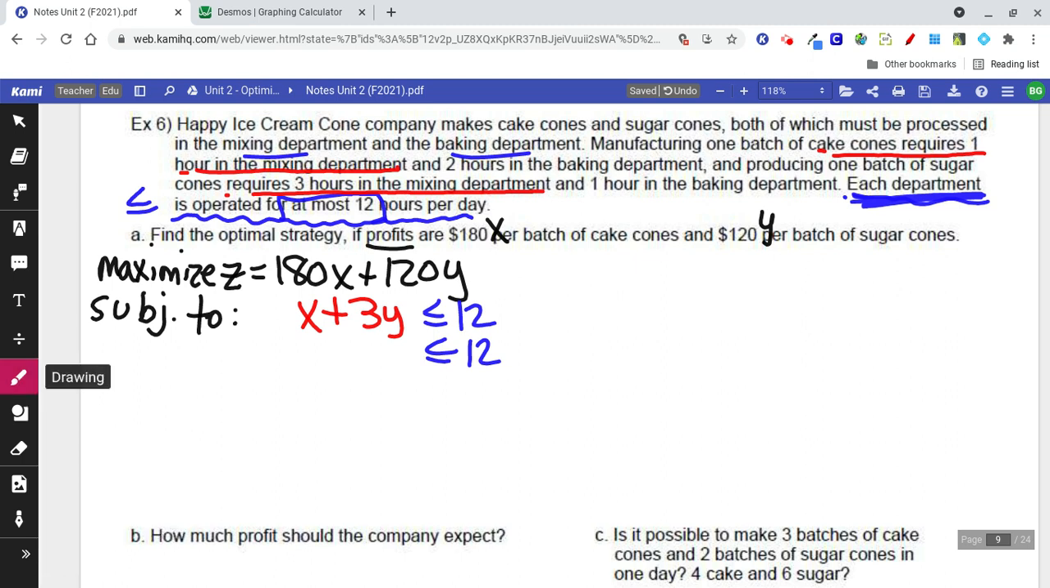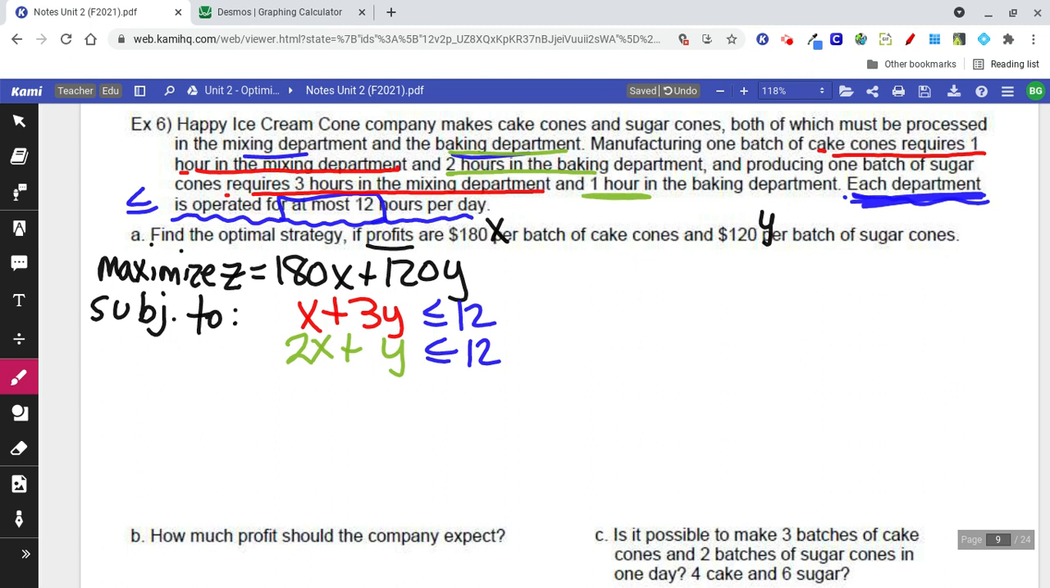So you have to be really organized. The reason that people are not very good at this is they're not organized. You have to really slow down and really think about what we're talking about. Now we're going to talk about the baking department. So we have cake cones were 2 hours in the baking and sugar cones 1 hour in the baking. So that's 2 for the cake and 1 for the sugar. Going to look like that.